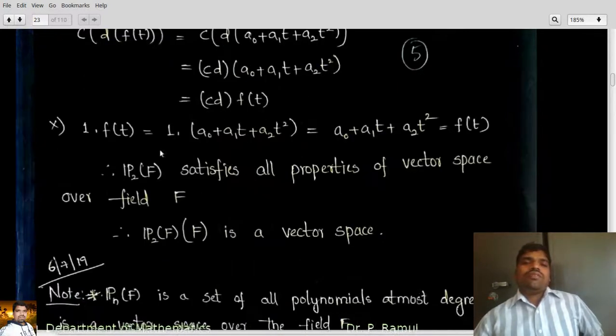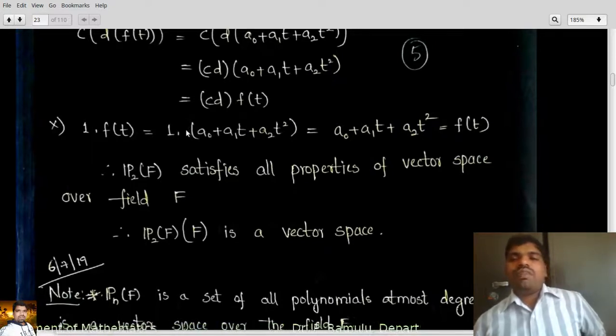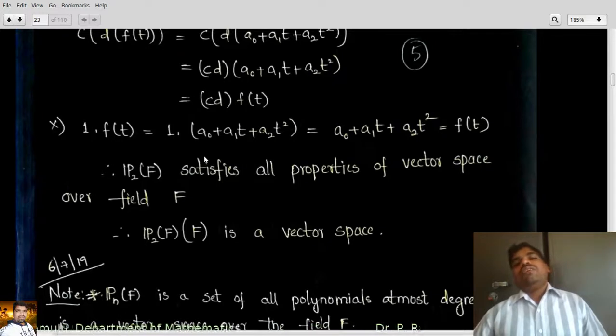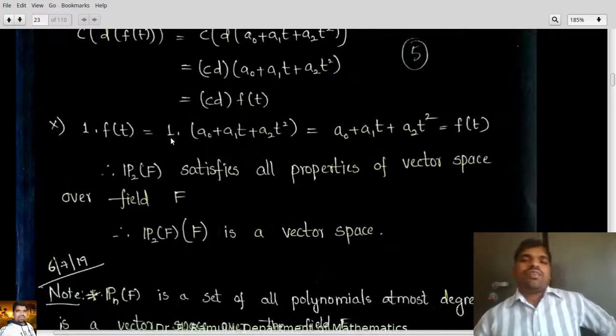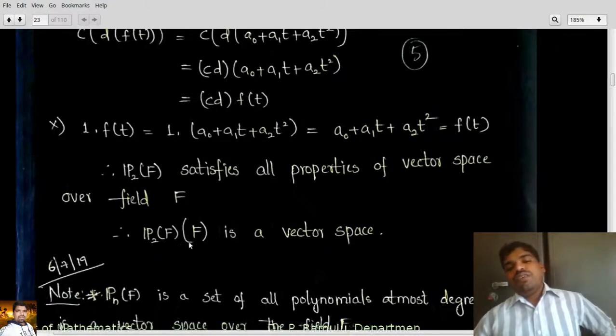Then 1 · f(t) equals 1 · f(t): 1 into a0 equals a0, 1 into a1 equals a1, 1 into a2 equals a2. Why? Because 1 and a0 belong to F, and 1 · a0 equals a0 in field F, since 1 is the identity element of F, so the identity property is satisfied. So 1 · f(t) equals f(t). Therefore P2 over F satisfies all properties of a vector space over the field F. Therefore, P2 over F is a vector space.